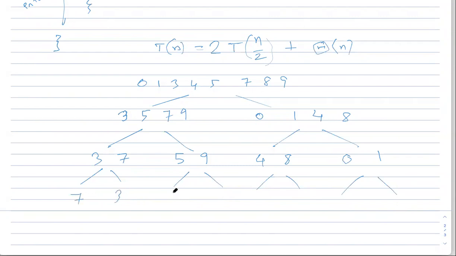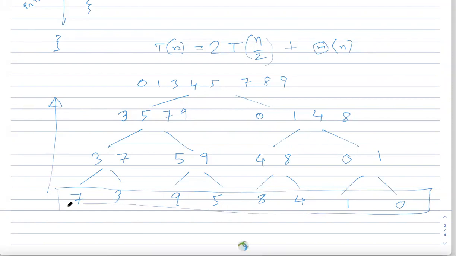7, 3, 9, 5, 8, 4, 7, 0. So the merge sort is happening in this direction. This is my input. Okay, you might be wondering what's going on.